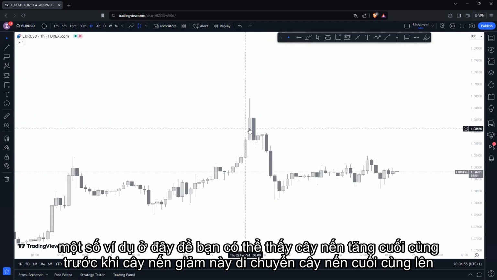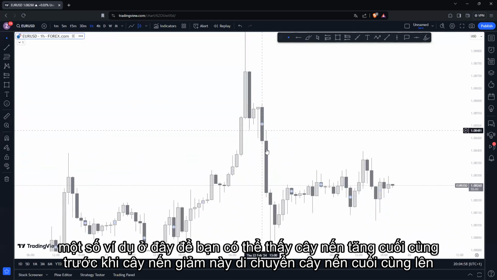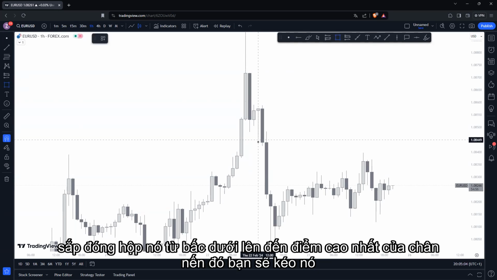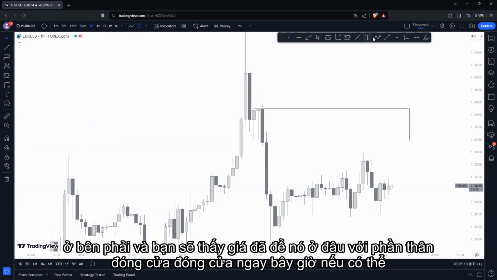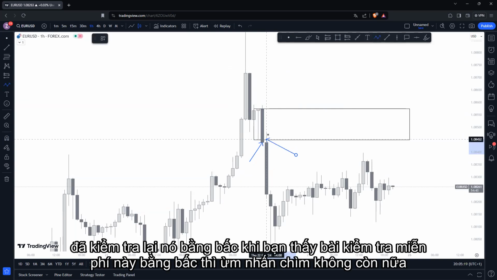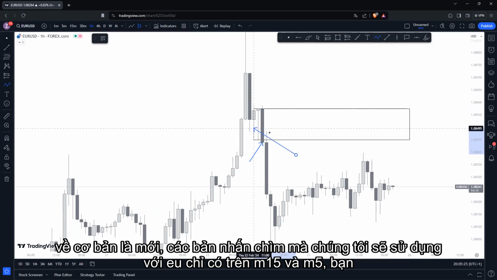So as you can see, the last up candle before this down move, the last up candle before this small down move. So we're going to take this one. You're going to box it from the bottom wick to the highest point of that candlestick. You're going to drag it to the right, and you're going to see where price left it with a body closure. Now, as you can see, this is the candlestick that left it with a body closure, right? And now you can see that price retested it with a wick. Once you see this retest with a wick, the engulf is no longer basically fresh.